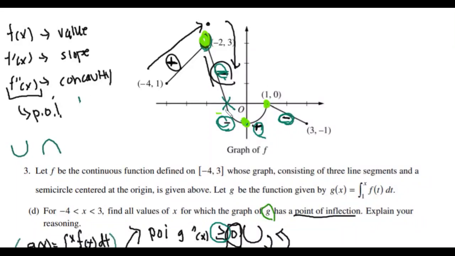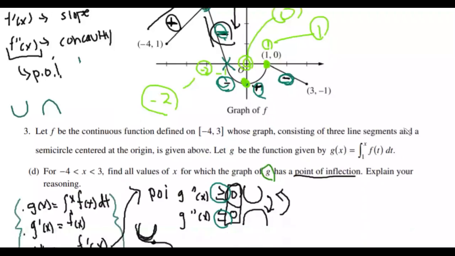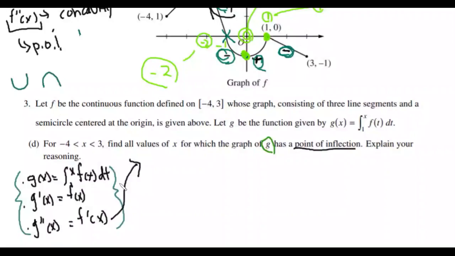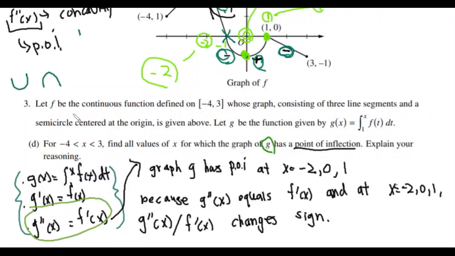This is -1. This is -2. This is 0, obviously, origin, and this is 1, right? So we have until now found 3 points of inflection, and that is the answer. In the question it says explain your reasoning, so you must explain it. So in a complete sentence, the graph, this is your complete answer.